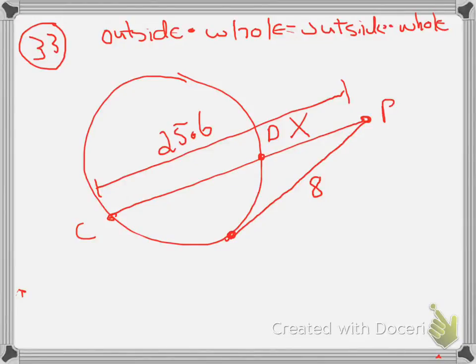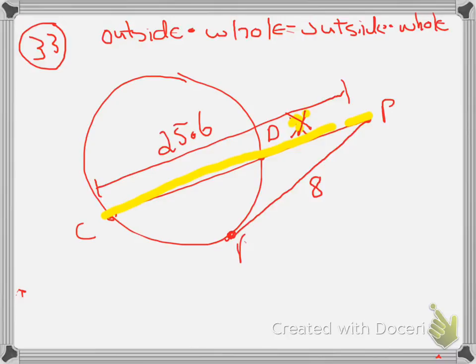Here's number 33 from the Chapter 10 test. In my other video, there was an error in this one, so I wanted to correct it. The concept is when you have a secant line, which is what line PC would be, or a secant segment, that it contains a part outside that I've got highlighted as X, and a whole length, which would be 25.6.